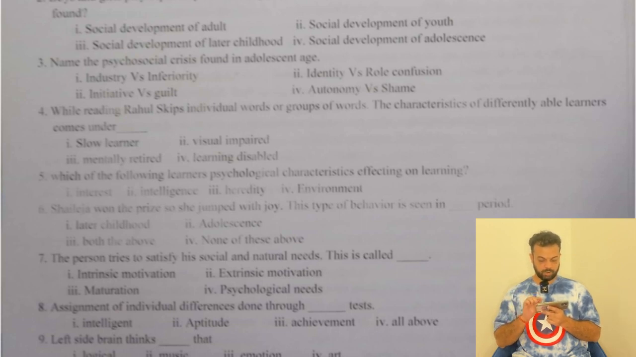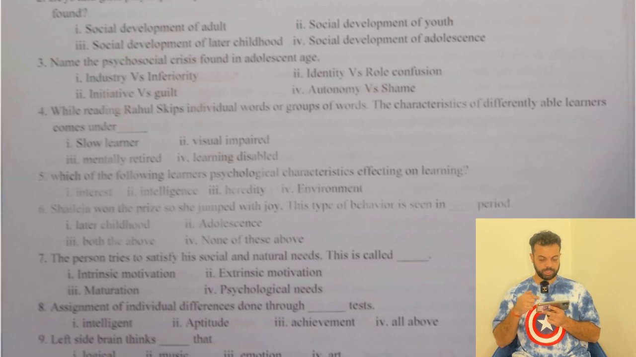While reading, Rahul skips individual words or group of words. The characteristics of differently able learners comes under 4 options given. You can choose the correct one. Next is which of the following learners' psychological characters affect learning? Again there are options given. You can choose the correct one. Shelja won the prize, so she jumped with joy. This type of behavior is seen in dash period. There are 4 options given. You can choose the correct one.